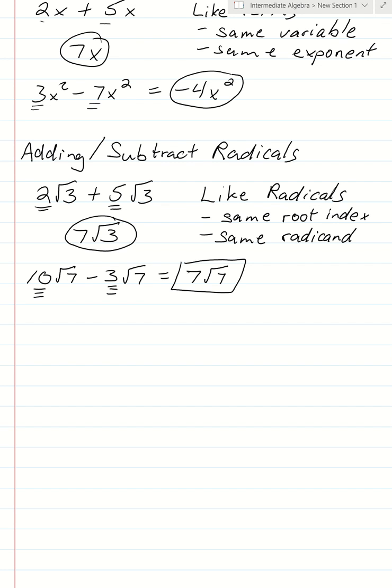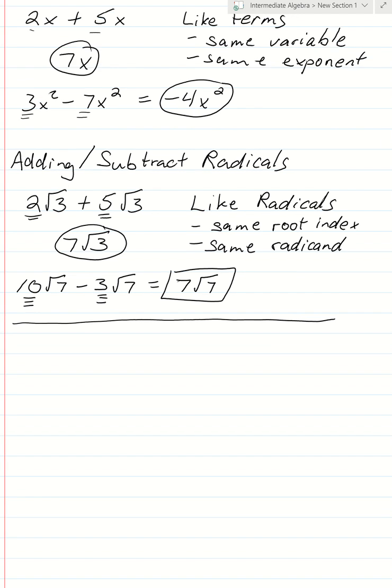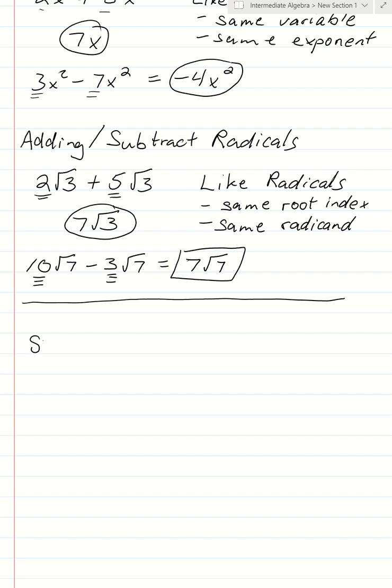What if we had the following? Let's say we had an 8 square root of 2 plus a 4 square root of 3 minus a 5 square root of 2 minus 9 square root of 3.